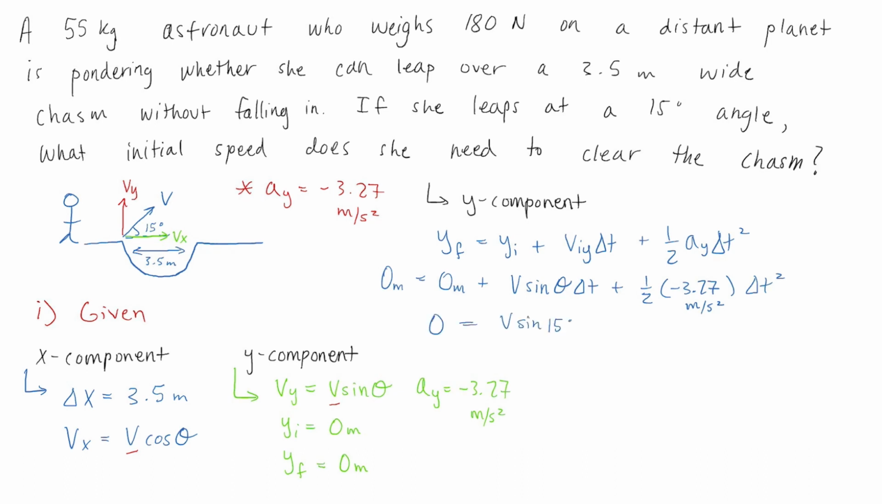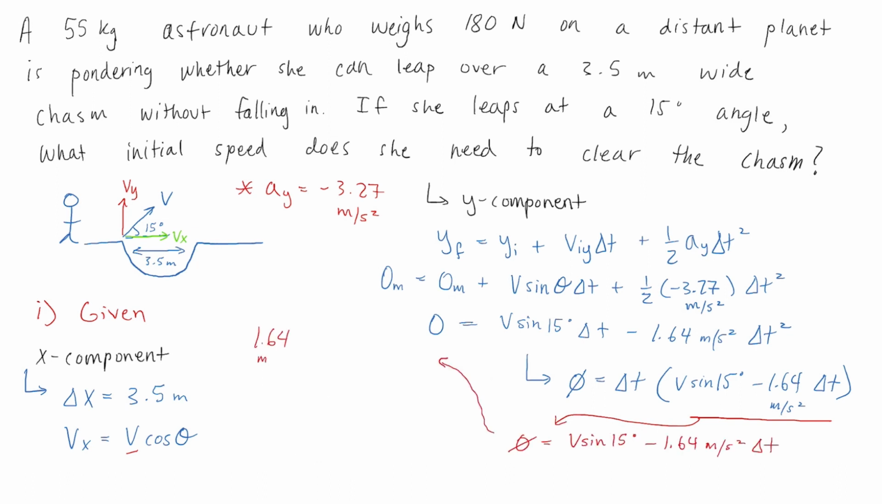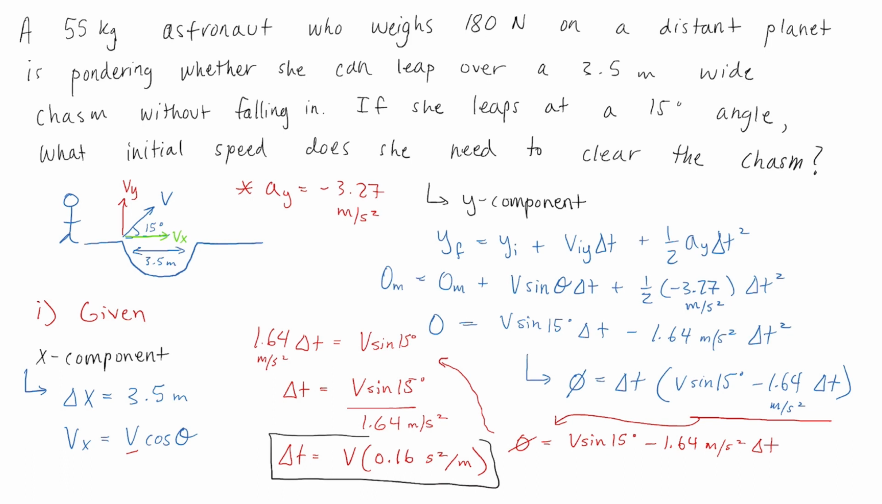And then I will simplify the equation, and I'm left with this. And I hope you can see that delta t is a common factor. So I will pull it out of the equation. And what this equation tells me is that this term has to equal 0. And now all I need to do is rearrange this equation for delta t. And after we do that, we find that delta t is equal to v times 0.16 seconds squared per meter. And don't worry that we don't have the value of v. We will still take this delta t and plug it into our x component.